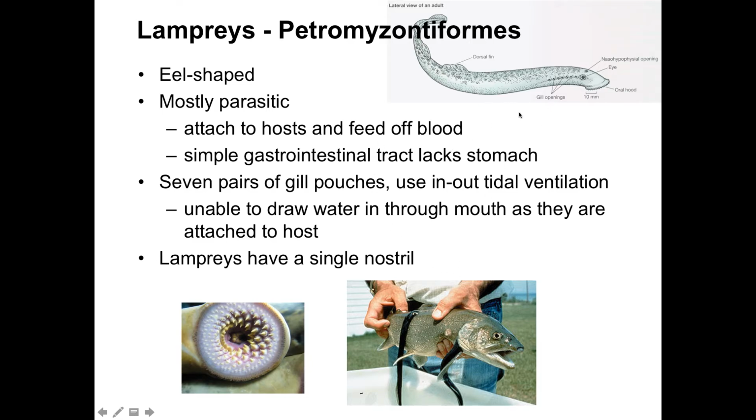On the side of the body, they have these gill pouches. They're blind ending. They don't go into the pharynx. So they use a type of in-out tidal ventilation. It's probably an adaptation that allows them to remain with their mouth completely stuck onto their host and still exchange gas, with this in-out flow of water through their gill pouches, and they have a single nostril on top of their head, the nasohypophyseal opening, which is the sensory organ on their head.